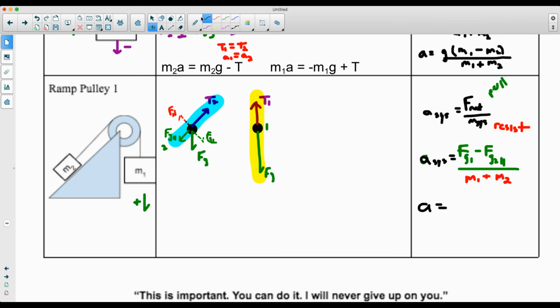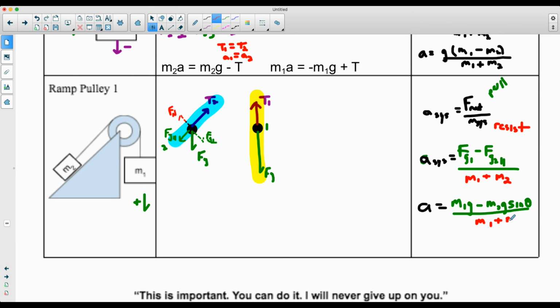So Fg1 is simply mass of block 1 times g minus, now this is the parallel component. So this is the mass of block 2 times g, but the parallel component, the one that pulls down the ramp, is the sine theta. So you need your sine theta up there, over M1 plus M2. That's it.